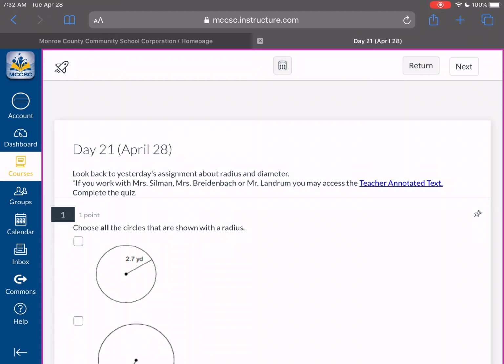So we are going to continue talking about circles and specifically radius and diameter. And today, instead of just identifying those, which you did a great job of yesterday, we are going to also be finding one or the other. So, for example, if you're given the radius, how do you find the diameter? If you're given the diameter, how do you find the radius?